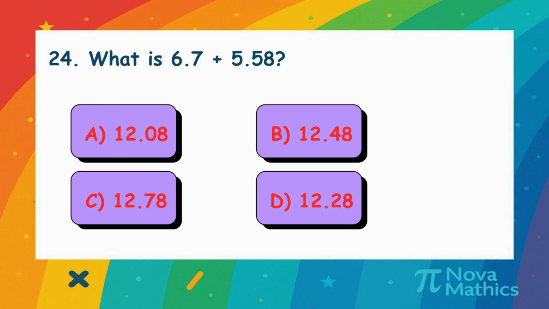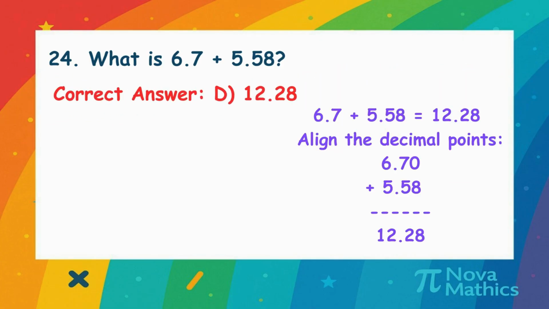24. What is 6.7 plus 5.58? Correct answer is 12.28. Perform addition column by column, starting from the right.